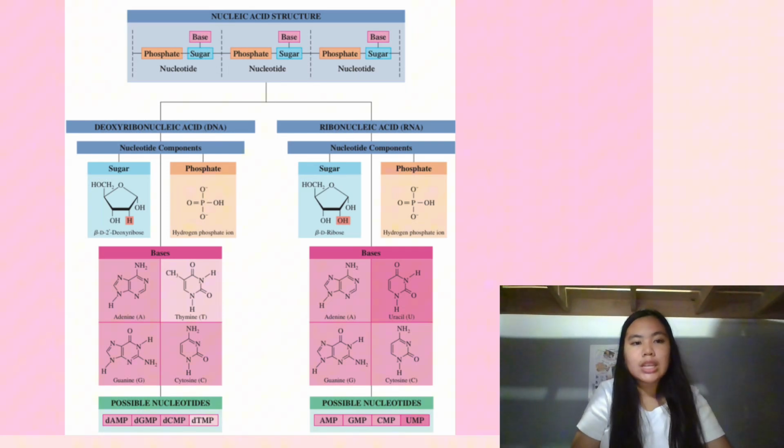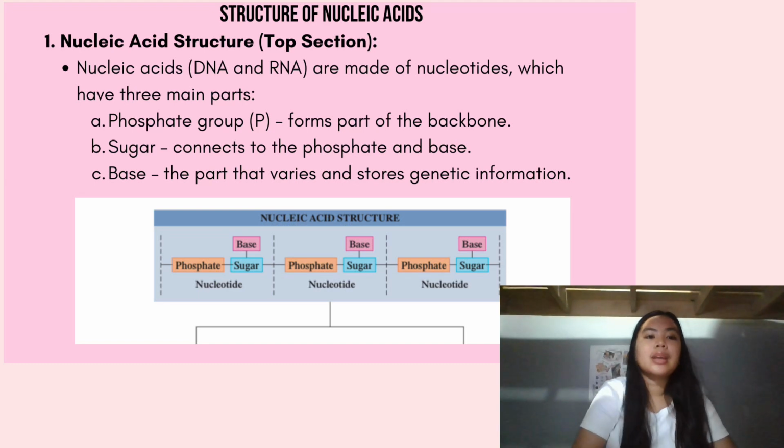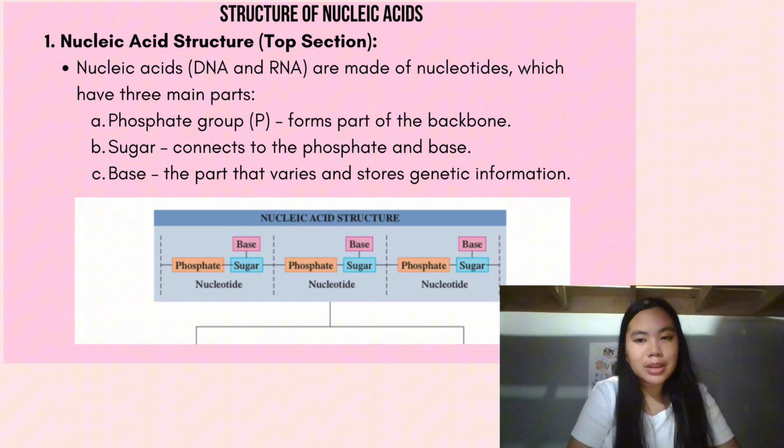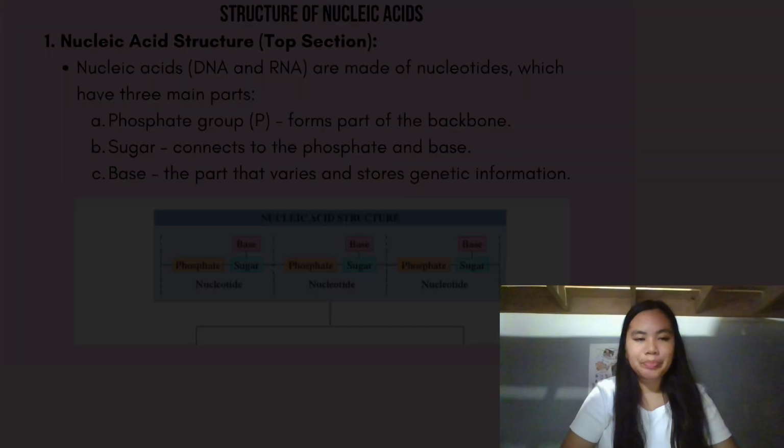Now let's proceed to the difference of DNA and RNA. But let's start first with the nucleic acid structure, which I already discussed, but I'm going to discuss again. So the nucleic acids are made of nucleotides which have 3 main parts. Phosphate group forms part of the backbone. Sugar connects to the phosphate and base, and the base is the part that varies and stores genetic information.